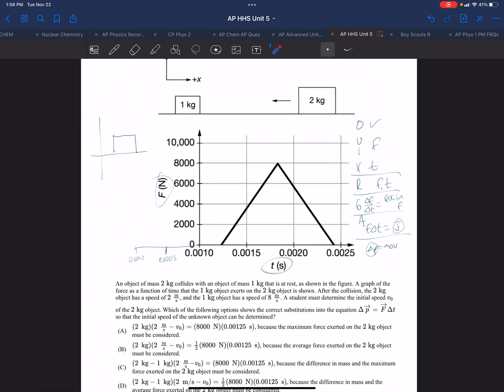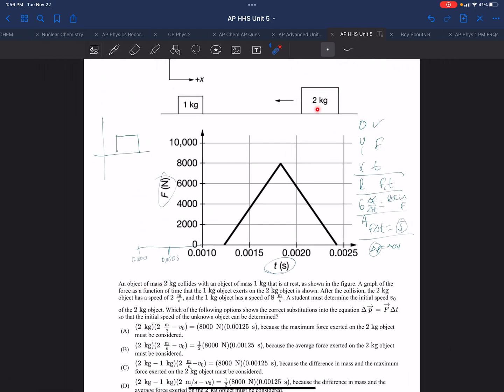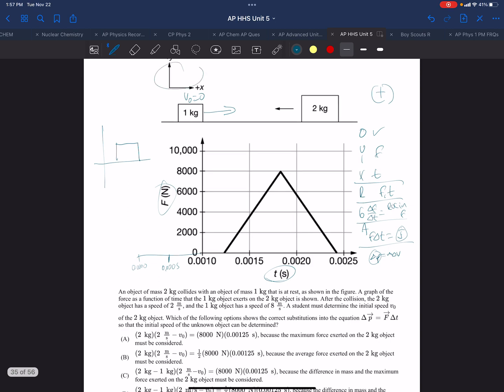So now we have an object of mass 2 kilograms, that's this up here in the diagram, which collides with this one. This v0 is 0. The graph of the force is shown. It is the force that the 1 kilogram object exerts on the 2 kilogram object. So the force is in the positive direction, as specified in the coordinate axes up here.